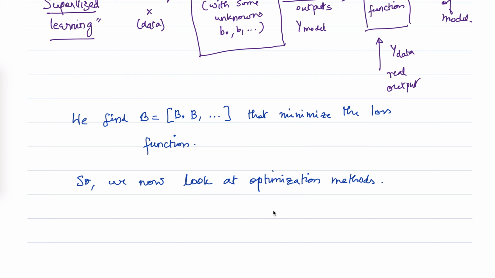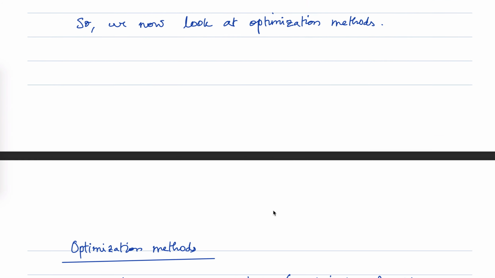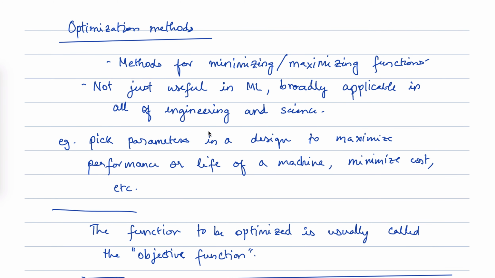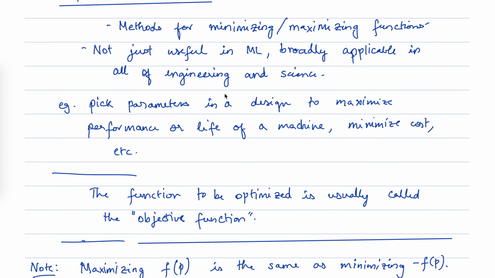Of course, optimization problems don't just arise in machine learning. They're useful in all of science and engineering, and we will very briefly look at optimization problems from the perspective of using them in machine learning, but also we will see some applications in other aspects of science and engineering as we go along. In science and engineering, of course, we want to, say, pick parameters in a design to minimize or maximize the performance or life of a machine, minimize cost, etc.